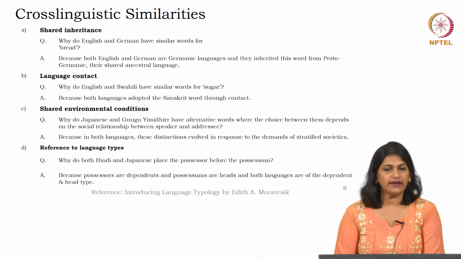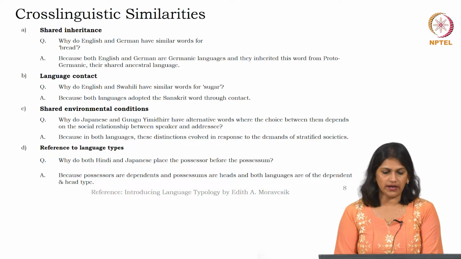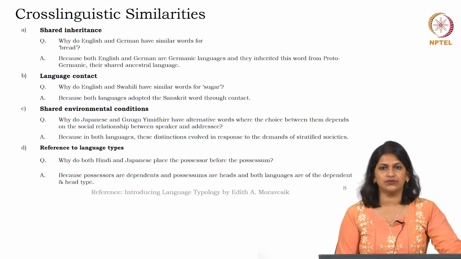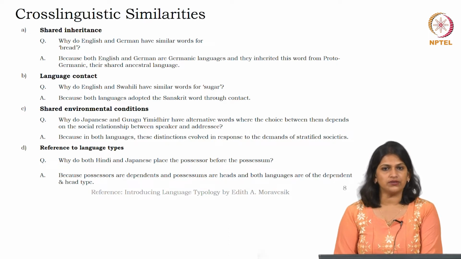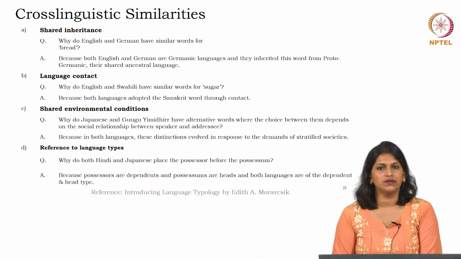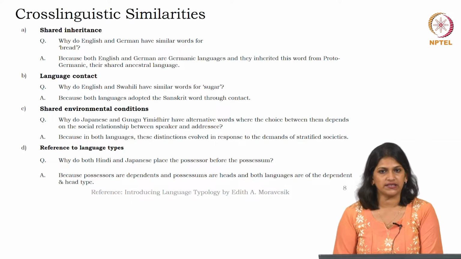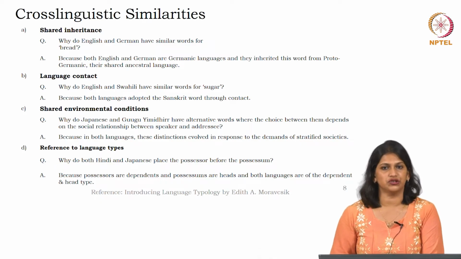The first one is shared inheritance. When you say shared inheritance, two languages that I would like you to think about are English and German. Both belong to the Germanic family of languages. Why would we consider them as having shared inheritance? Because both English and German inherited a lot of words from Proto-Germanic, which is considered a shared ancestral language. That is why the word for bread is the same in English and German.